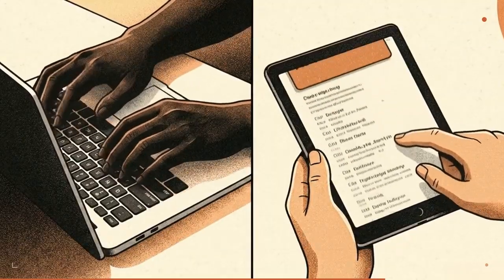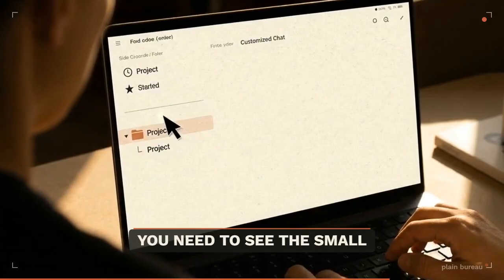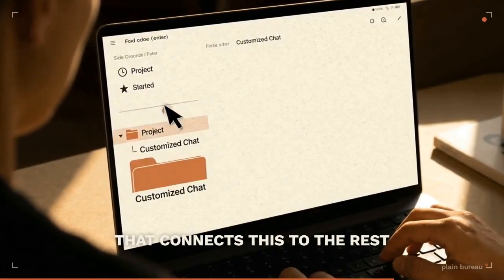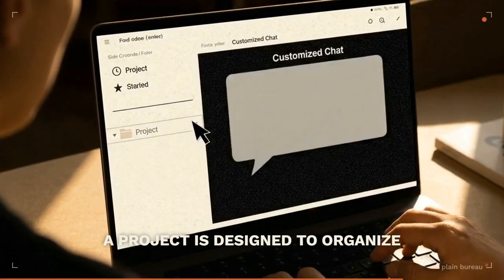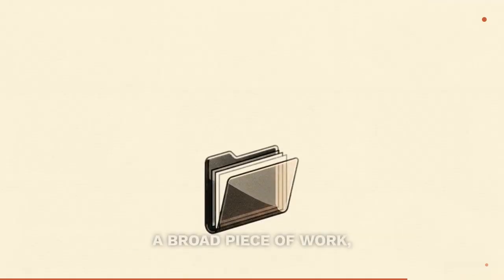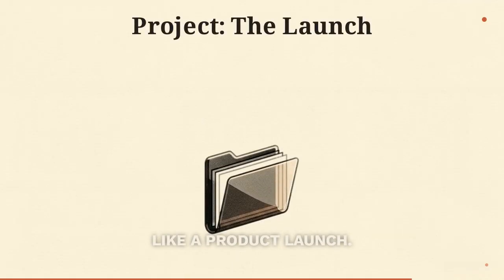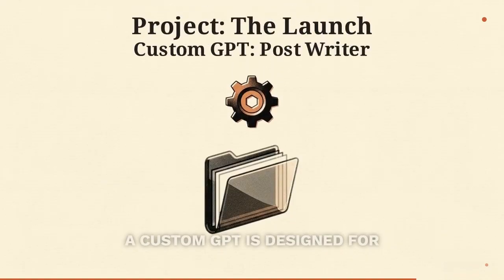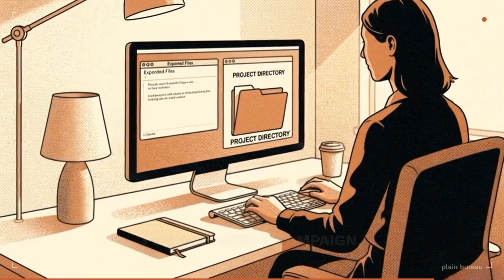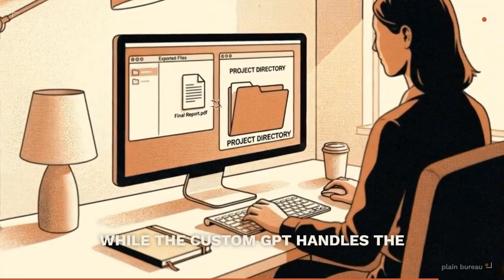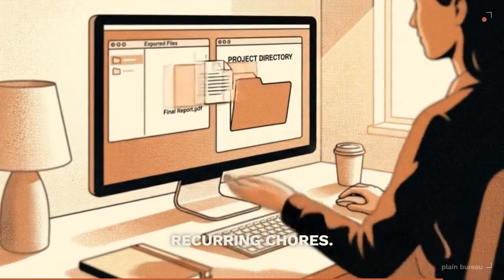To make this stick, you need to see the small shift that connects this to the rest of the ChatGPT toolkit. A project is designed to organize a broad piece of work, like a product launch. A custom GPT is designed for a repeated microtask inside that work, like writing the social posts. When used together, the project holds the context for the whole campaign, while the custom GPT handles the recurring chores.